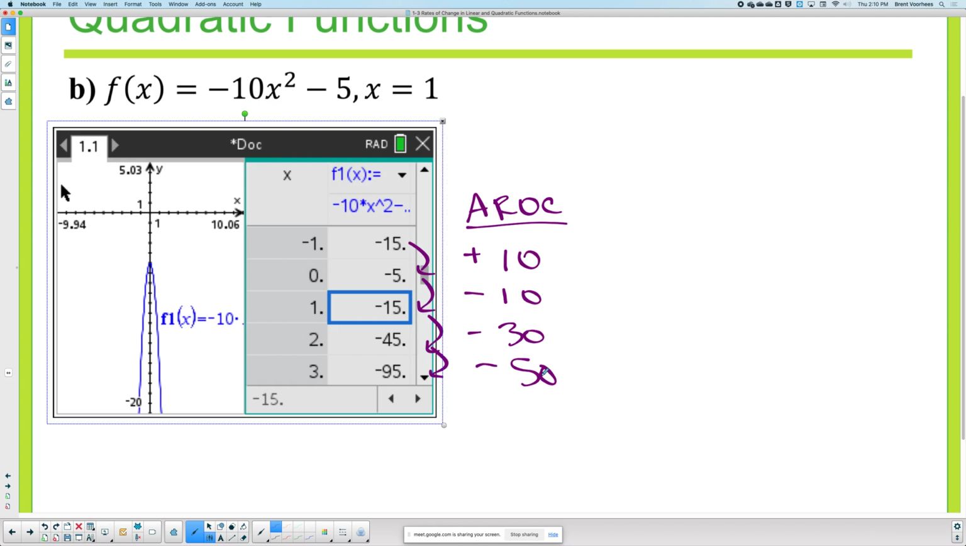Okay, looking at the A-rock column. What can you tell me about the A-rocks? They are all decreasing. So we learned a few classes ago, if the A-rocks are decreasing, concave down. Let's double check with what we've learned today. If it's concave down, the change in A-rock needs to be a negative constant here.